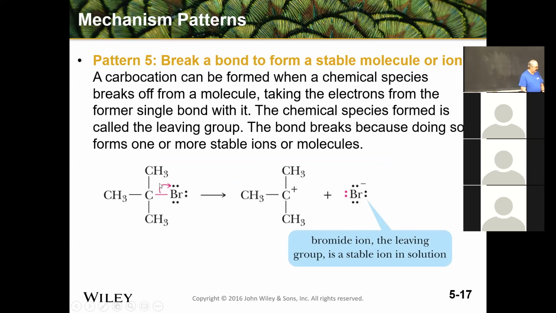The bromine leaves, taking a pair of electrons with it. Since carbon lost a pair of electrons, it's now positive. And since this bonding pair became a non-bonding pair, now bromine has a negative charge, so it's a bromide ion.